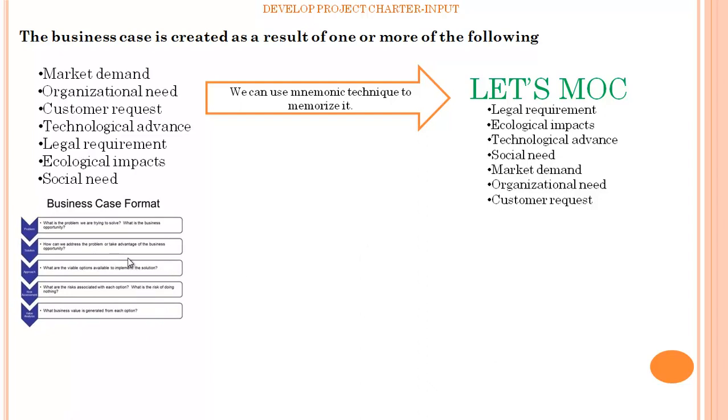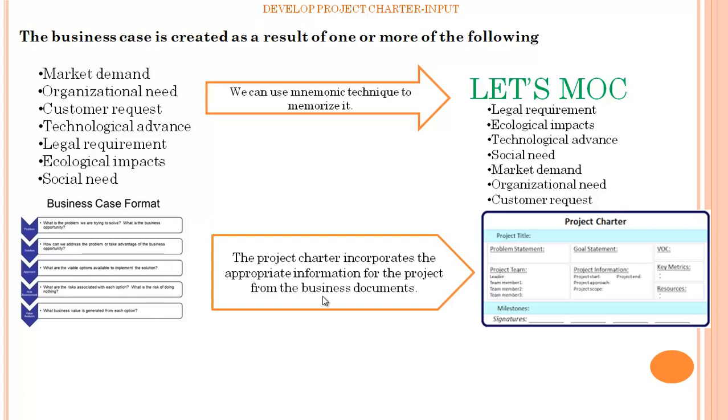This figure represents the business case format. The project charter incorporates the appropriate information for the project from the business documents. This picture represents an example of a project charter. Under the project charter, there is a project title, problem statement, goal statement, etc.